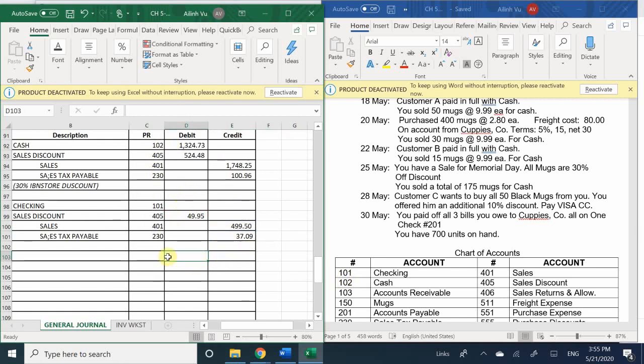So again, same thing. How do we solve for how much we actually are going to be receiving in our bank? Okay, add 499.50 minus the discount of 49.95. I got $486.64. Good. Good job.